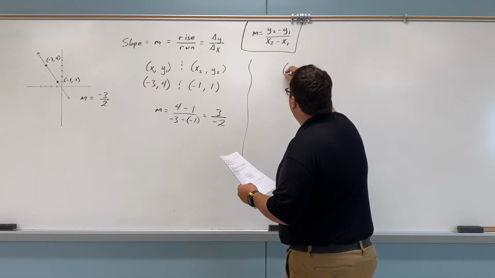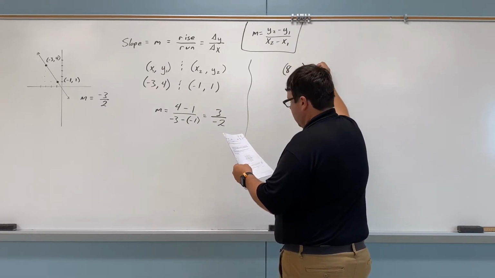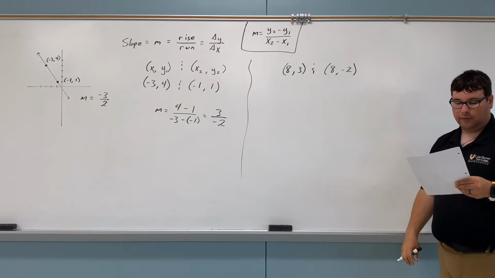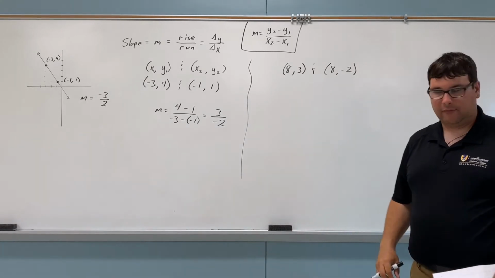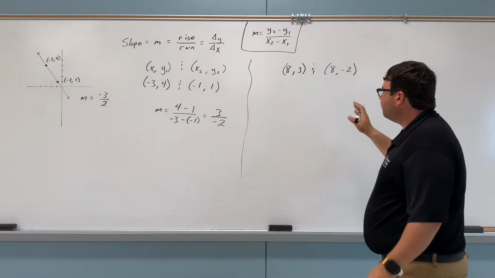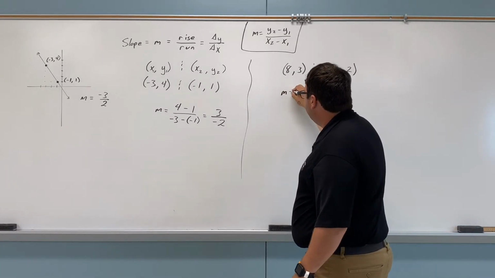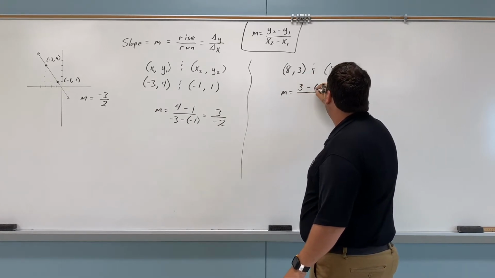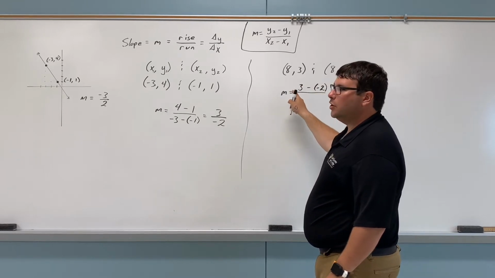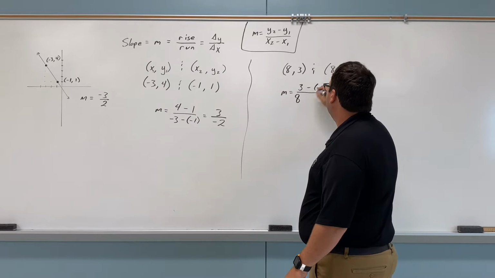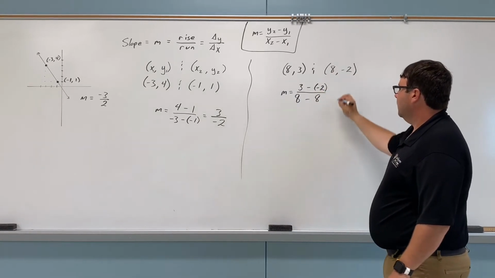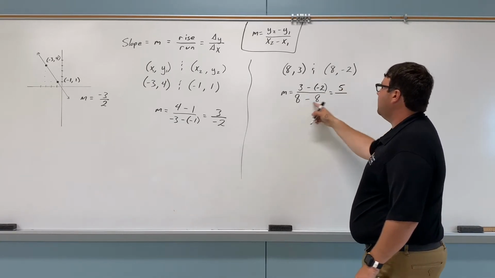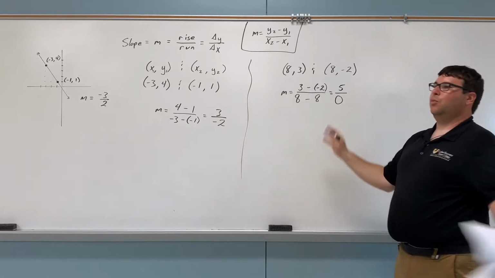Okay, so my next problem just gives me points. It gives me (8, 3) and (8, negative 2). And it says, find the slope of a line passing through these 2 points. Now, it's pretty easy. What we have to do is set up our equation. So we have m, our slope, is equal to the change of our y's. So I have 3 minus a negative 2 over the change of our x's. So I have 8 minus 8. 3 minus negative 2 is like 3 plus 2, that's 5. 8 minus 8, 0. Whoa!